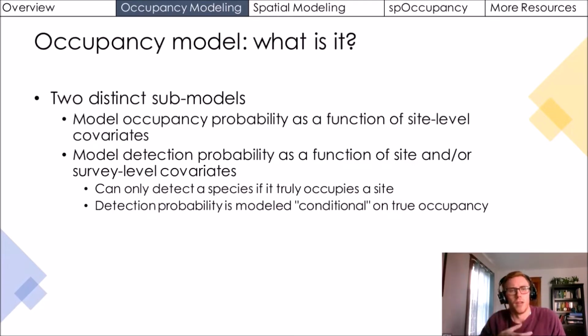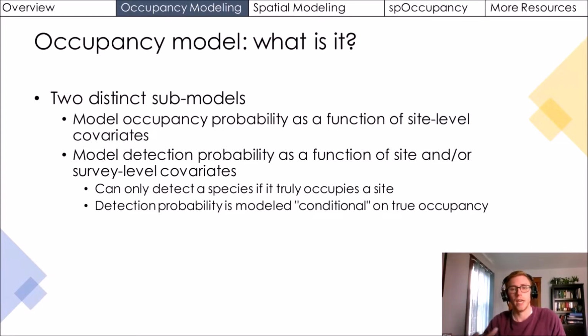So now that we know what the data looks like, how do we actually implement it in an occupancy model? What actually is an occupancy model? It's really a relatively straightforward extension of a logistic regression or a generalized linear model. It is essentially two logistic regressions placed on top of each other, where the first logistic regression models occupancy probability as a function of site level covariates. So where does that species occur, and what covariates drive where that species occurs.